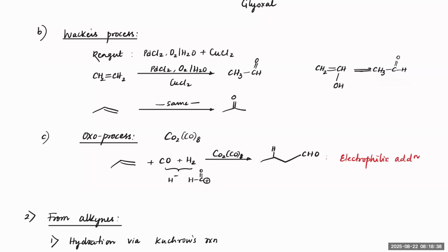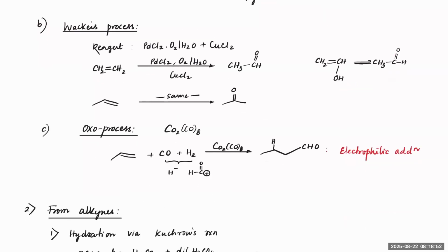If an unsymmetrical double bond is present, wherein one side we have two hydrogens and the other side we have one hydrogen, that means it will form a ketone. Sir, so the OH will go on the middle carbon? Yes, it will come on the middle carbon. That's how we can get an aldehyde or a keto form.